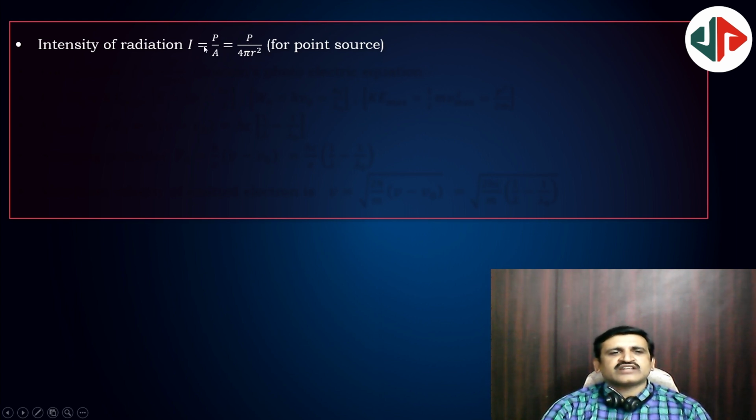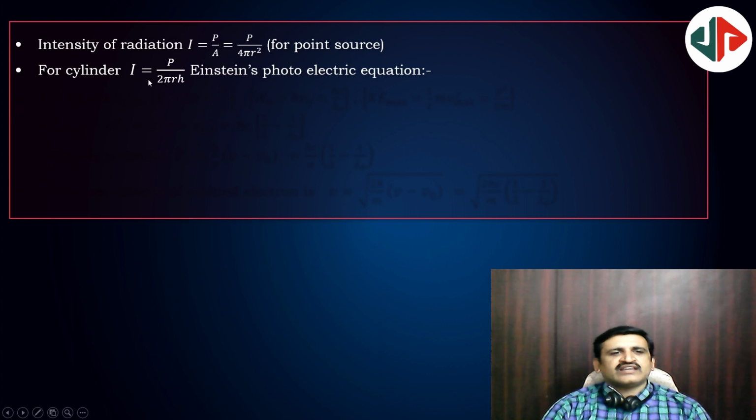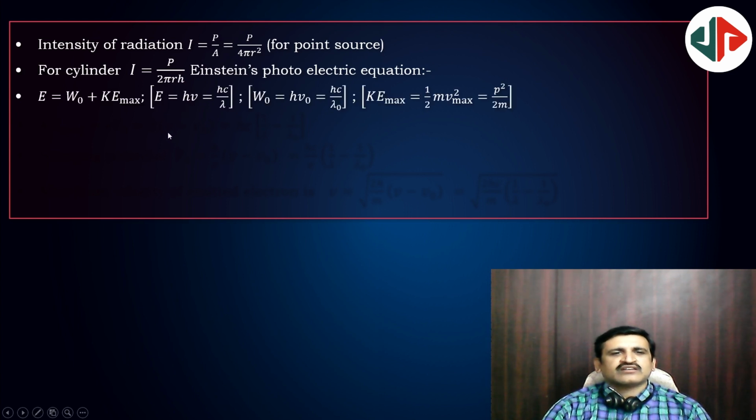Intensity of radiation I is equal to P by A, or P by 4 pi r square for a point source. For a cylinder, I is equal to P by 2 pi RH. Einstein's photoelectric equation is given by: energy of the photon incident on the metal surface equals work function plus kinetic energy of the maximum energy electrons possible. So E is equal to h nu, that is equal to hc by lambda.